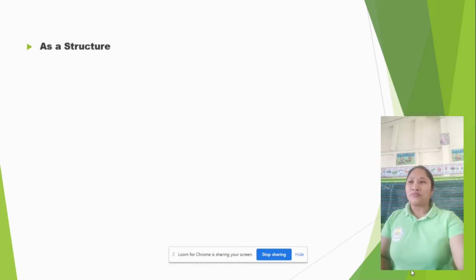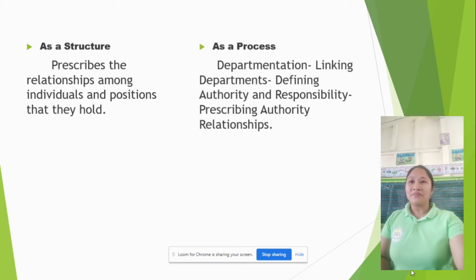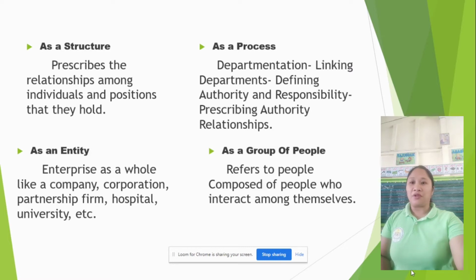As a structure, it prescribes the relationship among individuals and positions that they hold. As a process, the departmentation linking departments, defining authority and responsibility, prescribing authority relationships. As an entity, enterprise as a whole like company, corporation, partnership firm, hospital, university, and etc. As a group of people, refers to people composed of people who interact among themselves.